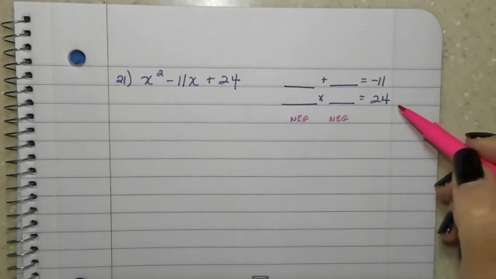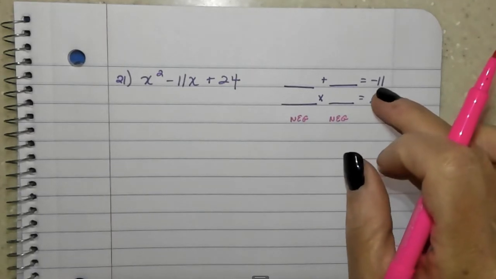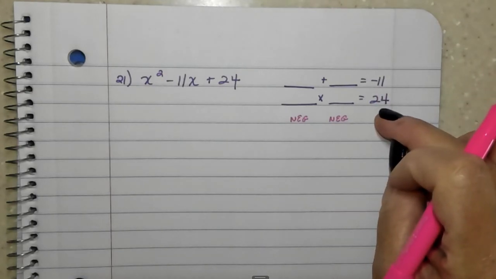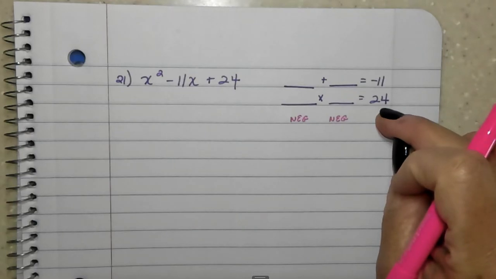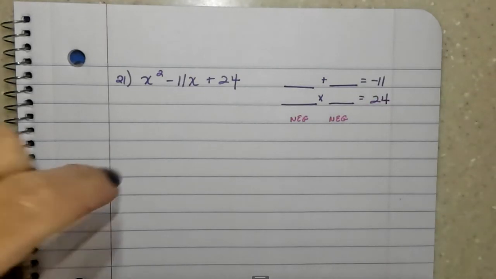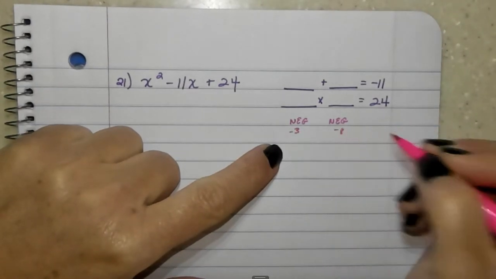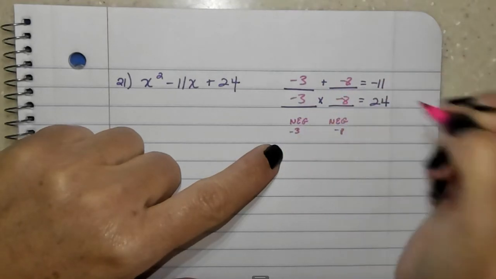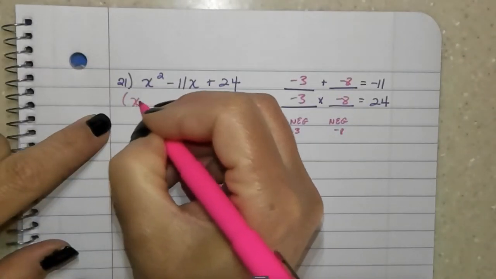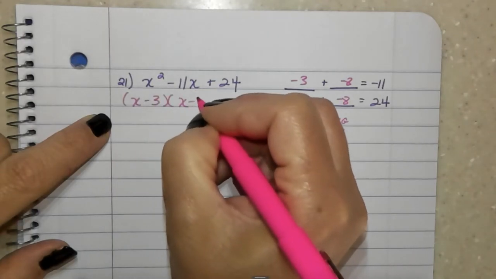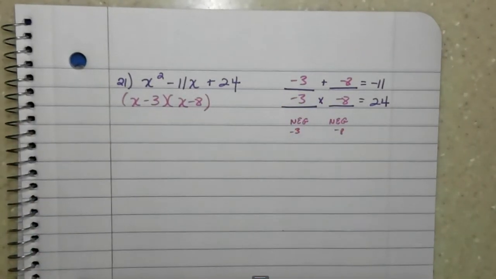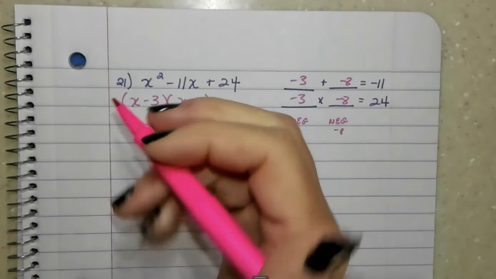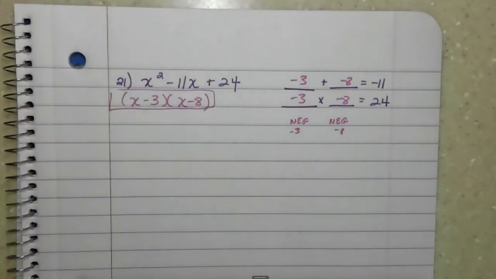All right, factors of 24. 1 and 24, that's not going to ever create a negative 11. 2 and 12, no. 3 and 8? 3 and 8, that's going to make an 11. Yeah, that's what it is. It's a negative 3 and a negative 8. That's it. That's your answer. X minus 3 and X minus 8. Again, doesn't matter. You could have put the 8 there and the 3 there. It doesn't really matter. Okay, let's do 2 more.